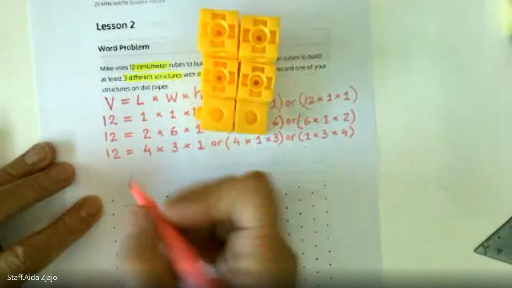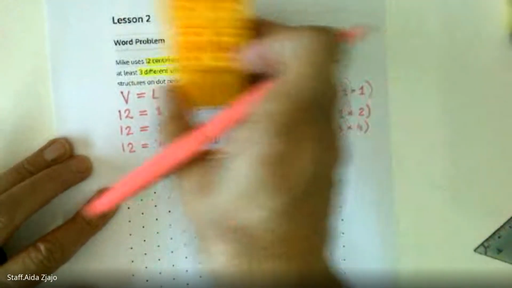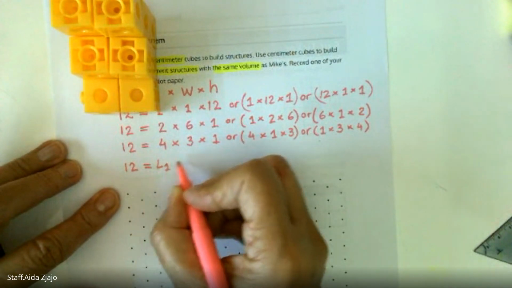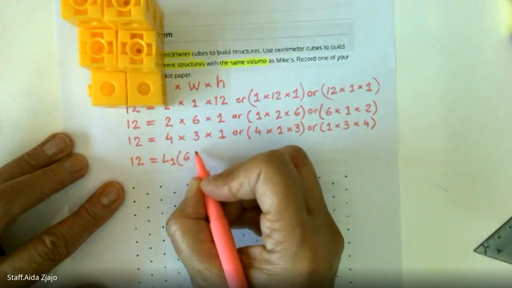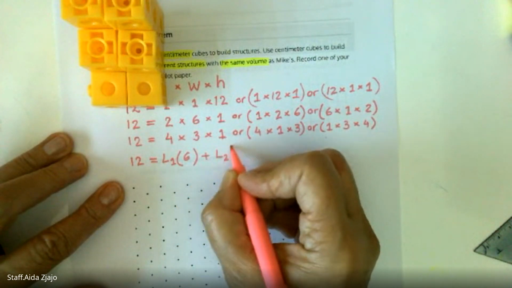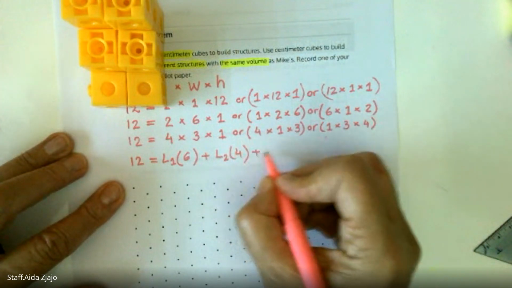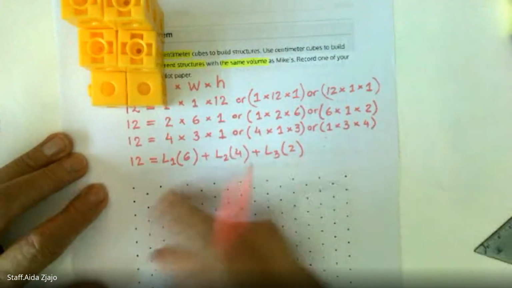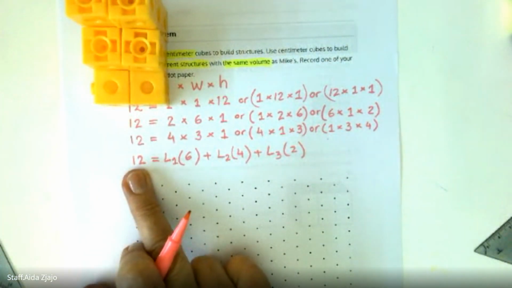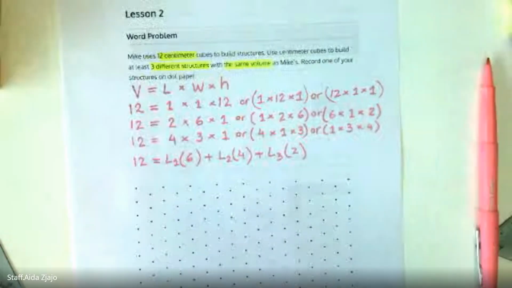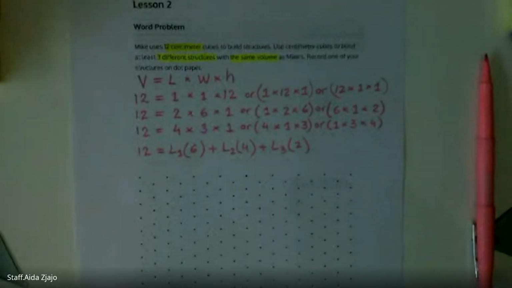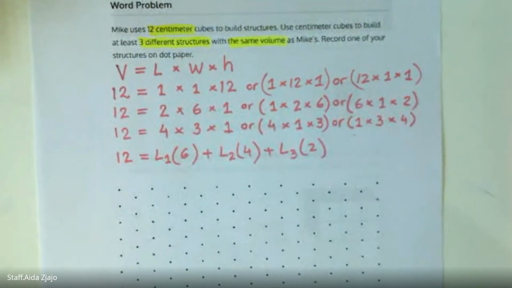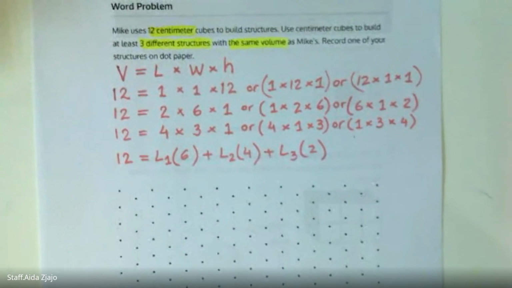So the volume could be 12 units if you have layer 1 that is 6 cubes, plus layer 2 that is 4 cubes, plus layer 3 that is 2 cubes, so altogether that is 12 cubes or 12 cubic units. Oops, I'm making it dark. I want to make it bigger so you can see. Now they said to record one of your structures on the dot paper.